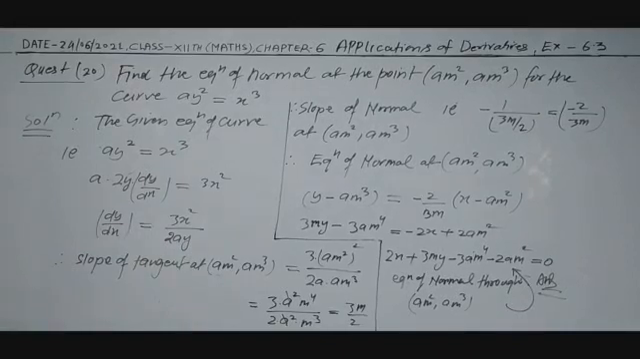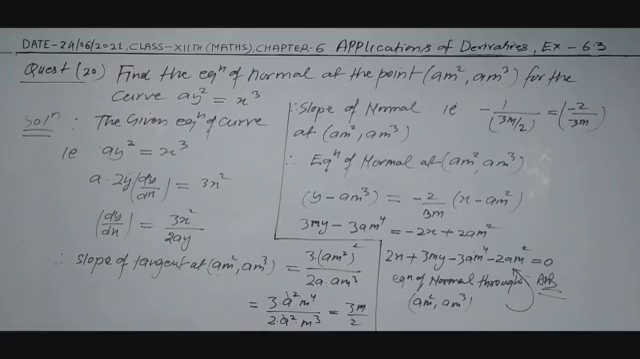Now come to the next question. Question number 21 is find the equation of normal to the curve x cube plus 2x plus 6 which are parallel to the line. You can do it yourself. So I will come to question number 22.